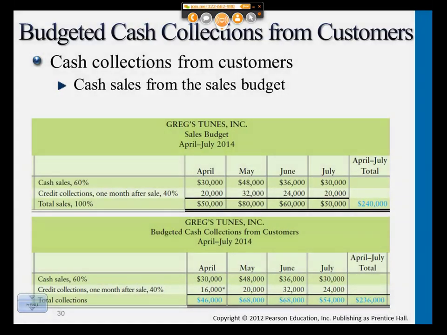Okay, so let's look at the example. Our cash budget is a statement of budgeted cash receipts and payments, and this is how it looks. The bottom is our sales budget, and what we're going to try to derive is the budgeted cash collections from customers right now. Okay, so 2 sources: cash sales and collections of accounts receivable. So let's look where they are on the sales budget.